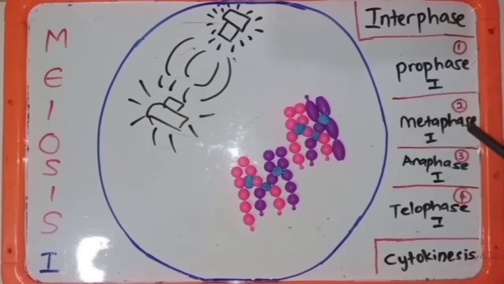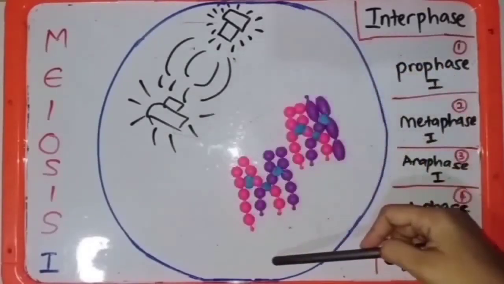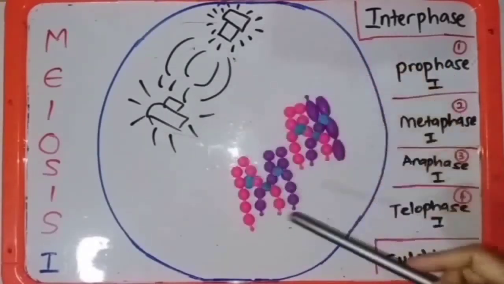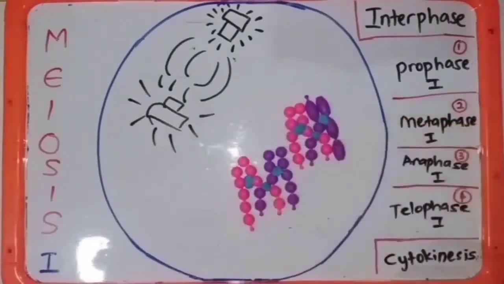During metaphase 1, the 2 centrosomes are completely at the opposite poles of the cell, then all the homologous chromosomes line up at the metaphase plate.